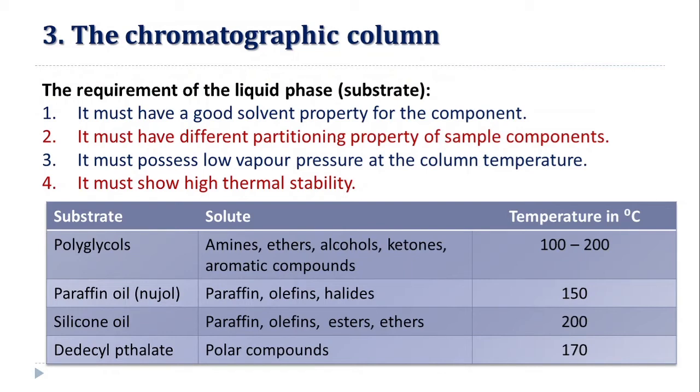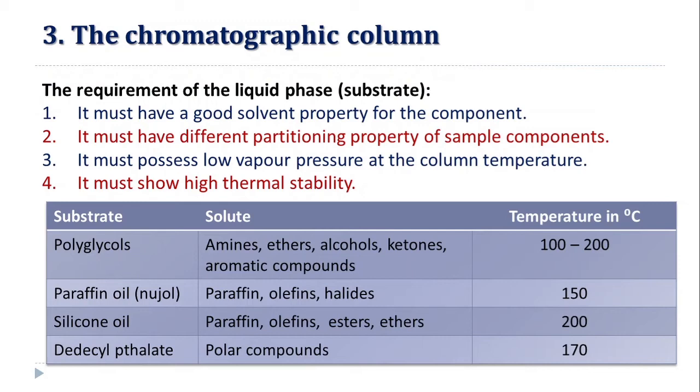So the temperature of the column needed is around 100 to 200 degrees Celsius. Then paraffin oil, that is Nujol, that is good for paraffins, olefins, halides. The temperature required for the column is around 150 degrees Celsius. Next is the silicone oil, a liquid stationary phase, very good for the paraffins, olefins, esters and ethers. The temperature requirement for the column is around 200 degrees Celsius.